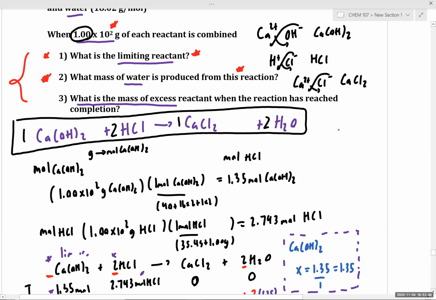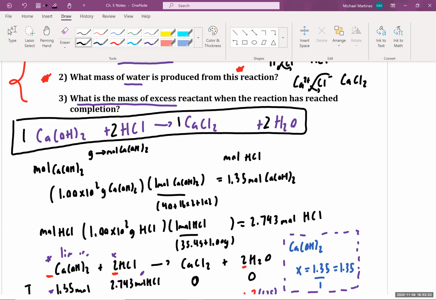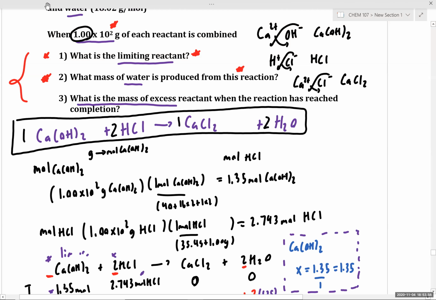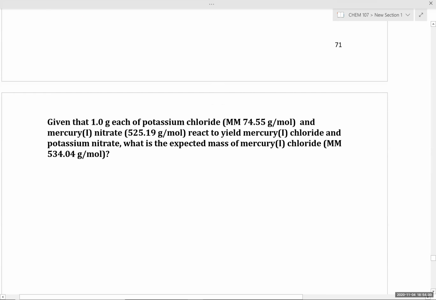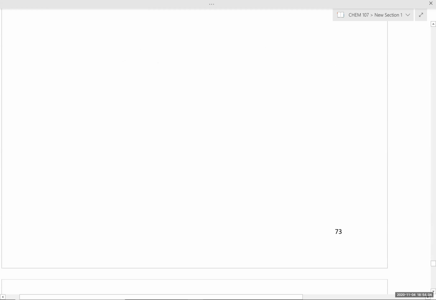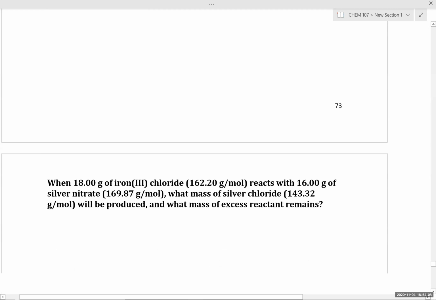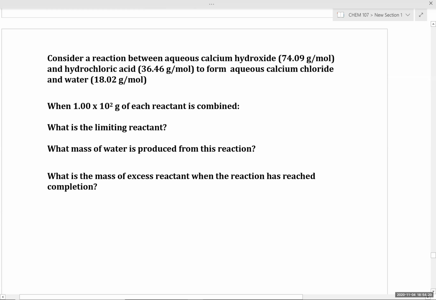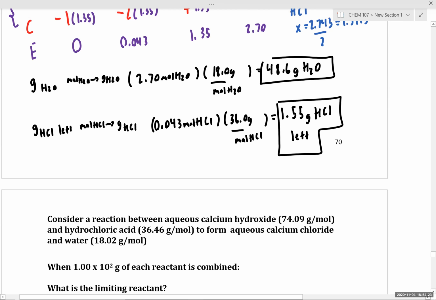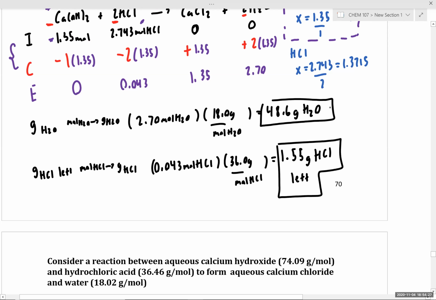Okay, so let's talk about the last major concept for this chapter. So there are a few additional examples in the notes that I'll leave for you to practice individually. Wait, sorry, Professor, for part 3 of that question, what's the answer? Is it both the 48.6 and the 1.55? So the 48.6 is the mass of water generated. So this is the mass of product generated. While the 1.55 grams of hydrochloric acid is the amount of our excess reactant that is left over at the end of our reaction. Oh, got it. I was thinking product, okay. Does that make sense? Yeah, thank you.